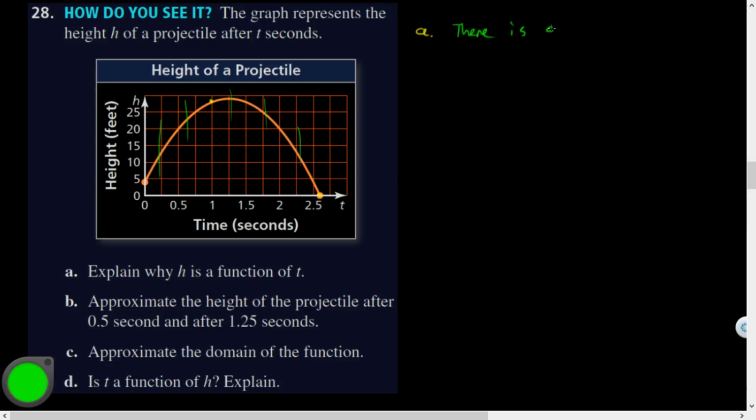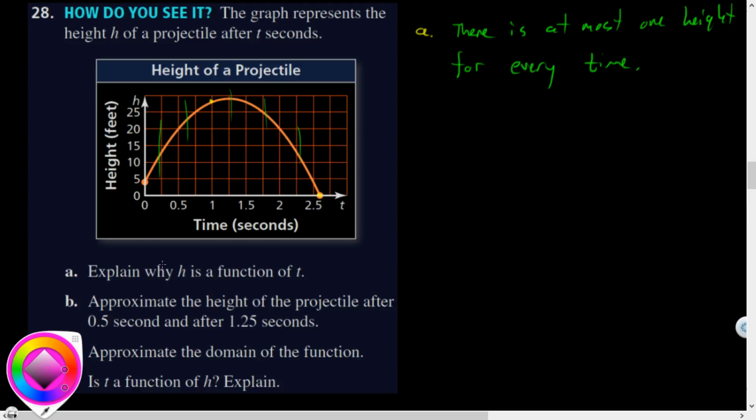There is at most, I'll use their language, one height for every time, right? So my height is my output, and my times are my inputs. Right? And it would pass what we call the vertical line test. Okay, and I was jumping the gun.